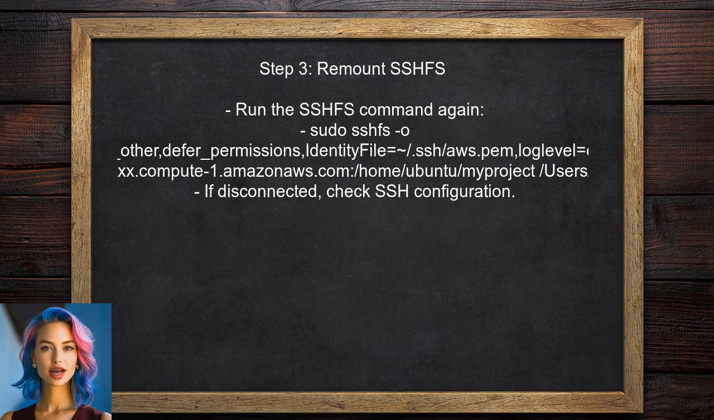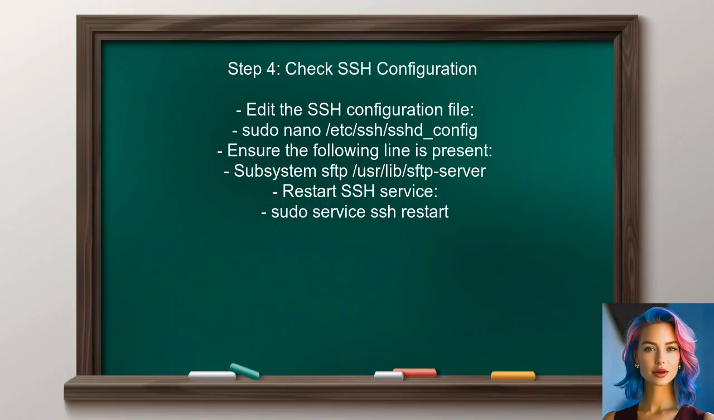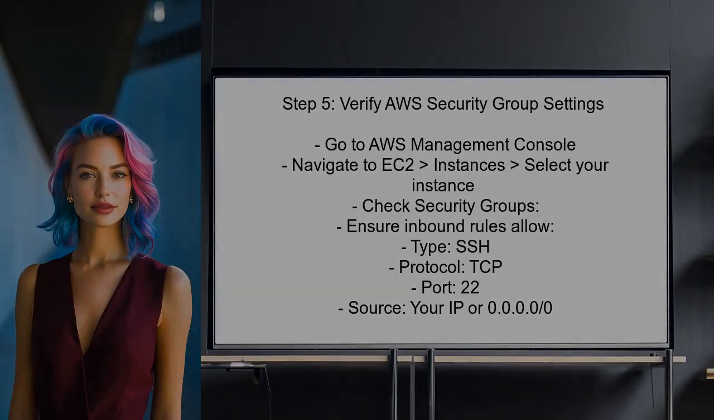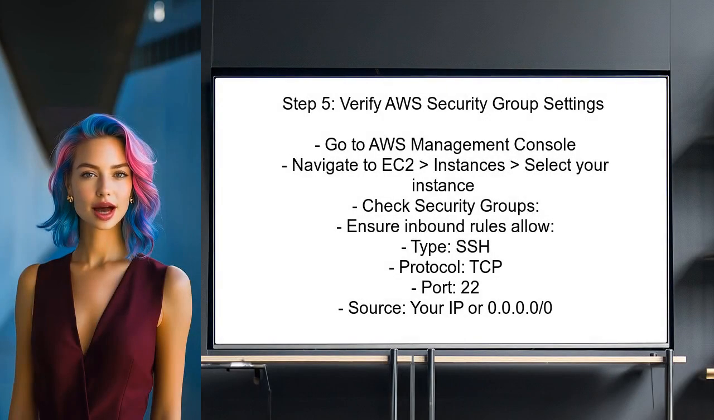After unmounting, the user should attempt to mount the SSHFS again. If the same disconnection error occurs, it may be beneficial to check the SSH configuration on the remote server. The user should also verify the SSH configuration on the Ubuntu server. This includes ensuring that the correct SFTP subsystem is enabled in the SSHD config file. Finally, if the user continues to experience issues, they should check the security group settings in AWS to ensure that the necessary ports are open for SSH connections.